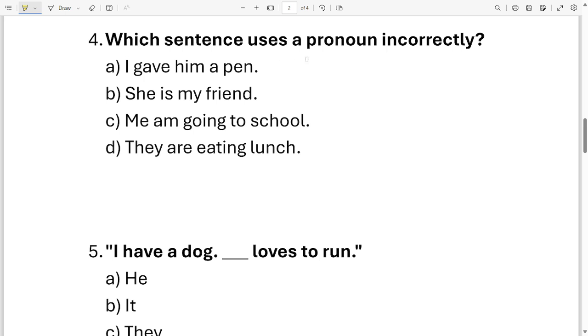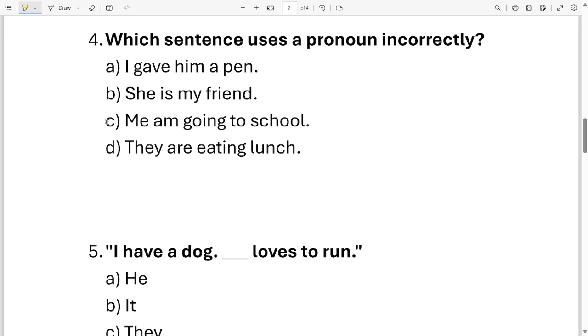Okay, let's move on to the next question, which is question number 4. Which sentence uses a pronoun incorrectly? You have to identify the sentence which uses the pronoun incorrectly out of these 4 sentences. So, look at the options very carefully. The first option, I gave him a pen. Next, she is my friend. Next, me am going to school. And the last, they are eating lunch. These are the 4 sentences.